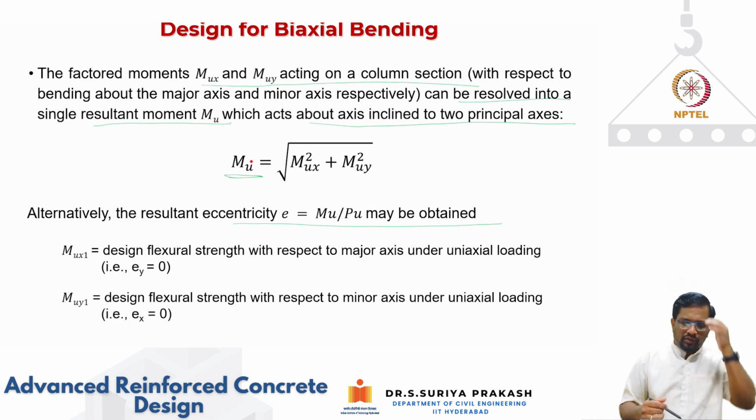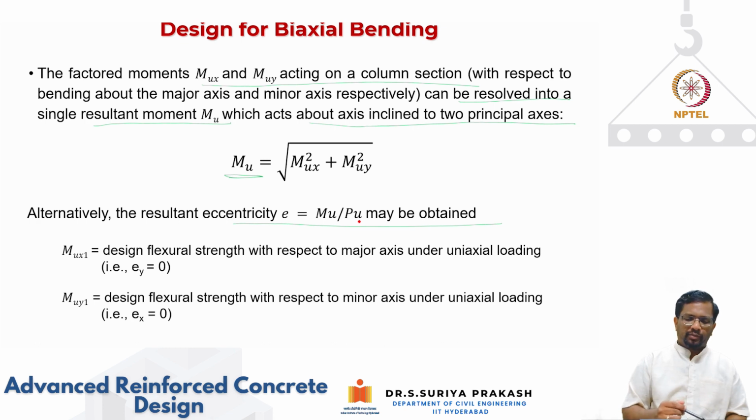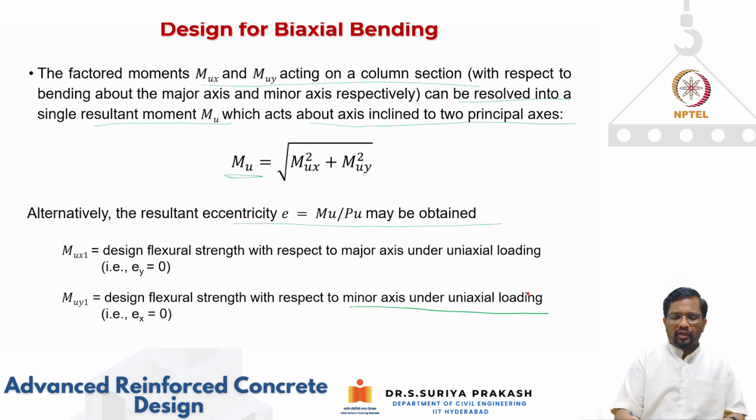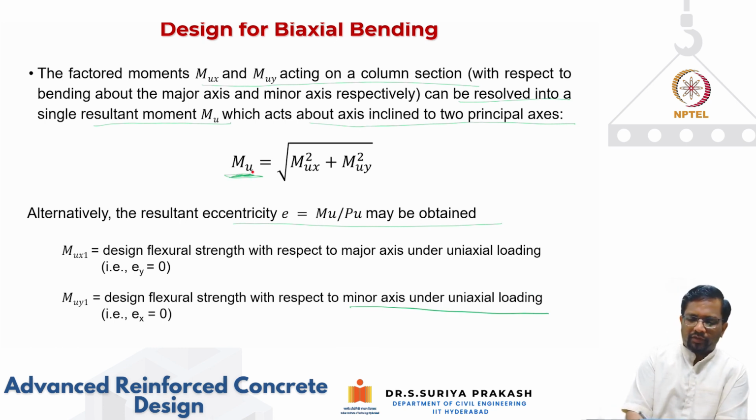Okay, so now design the flexural strength with respect to major axis, assuming this is like uniaxial bending. So what is in here? Mux1 is the design flexural strength with respect to the major axis under uniaxial bending moment, and Muy1 is the design flexural strength with respect to the minor axis under uniaxial bending. So once we have this bending moment, you have Mu now and Pu.